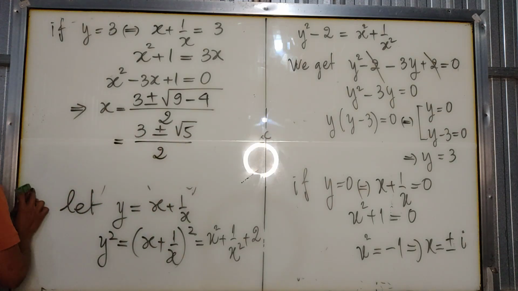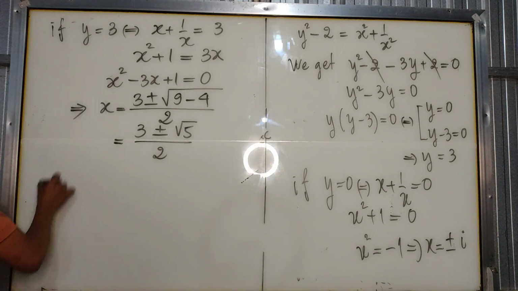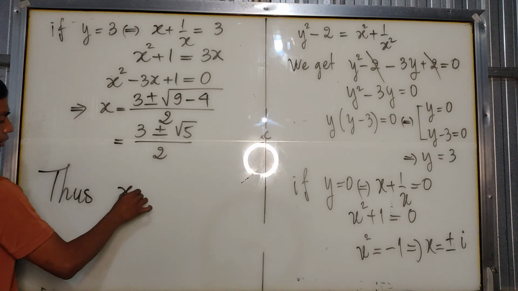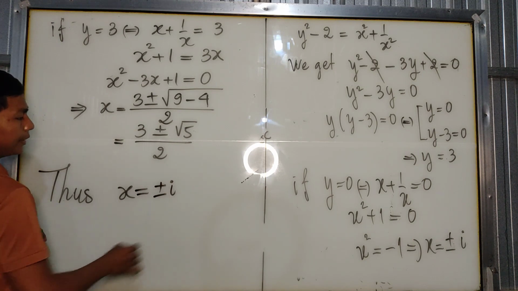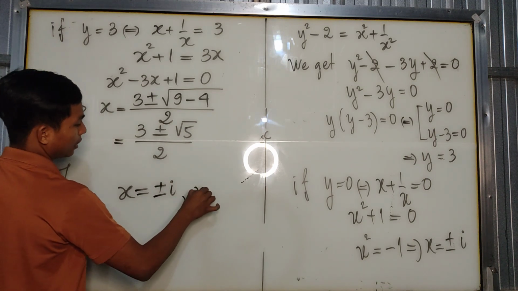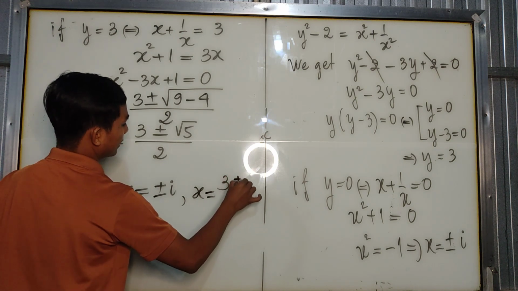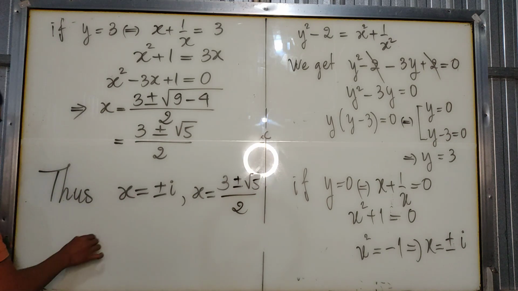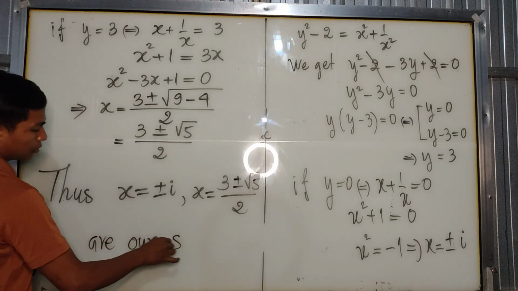Okay, now we get the values of x: x equals plus or minus i, and x equals 3 plus or minus square root 5 divided by 2 as our solution.